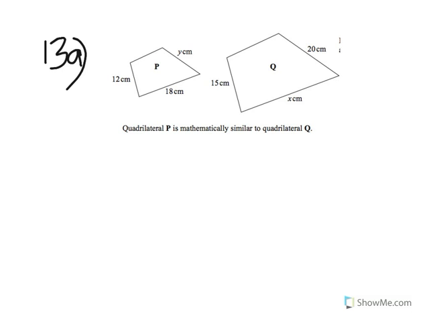Alright, so question 13, you're given two quadrilaterals, and they say that quadrilateral P is similar to quadrilateral Q. Now what does that mean? Basically, similar means that all their corresponding angles are equal. So this angle is equal to this angle, and this angle is equal to this angle. And what if their angles are equal? What does that mean we could do with them? Basically, the ratio of this side and this side is equal to the ratio between this side and this side, which is equal to the ratio between this side and this side.